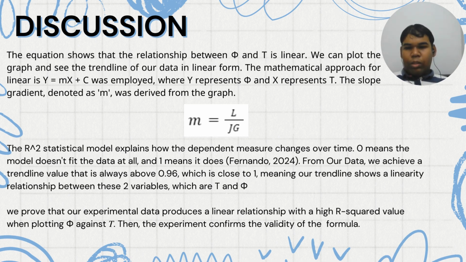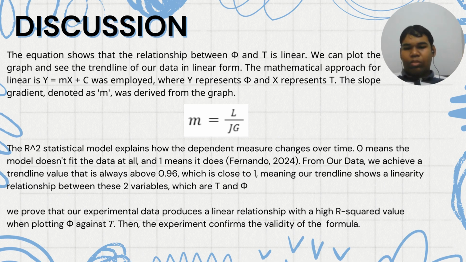We shall continue with the observation or analysis of the equation, which shows that the relationship between theta and T is linear. So we can plot the graph and see the trend line of our data in uniform, as we can see earlier, where the mathematical approach is y equals mx plus c, where y represents theta and x represents T. And the slope is denoted as m, which was derived from the graph.